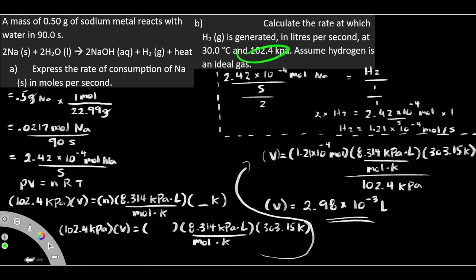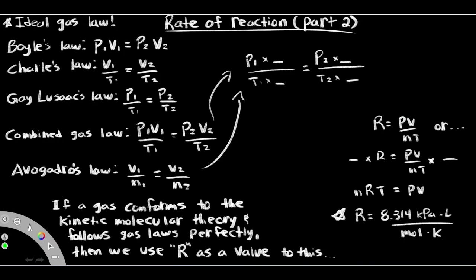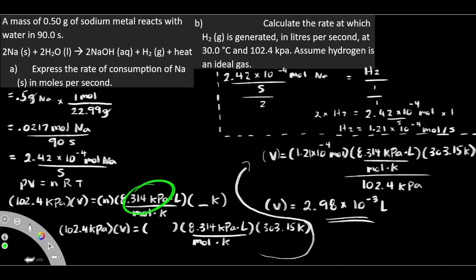I brought it down. So this one is over here. My volume, I have no idea what it is. I'm trying to look for it in liters per second. So that's what I'm trying to find. I'm going to leave it isolated. My n, I have no idea what it is because this is in moles of Na. I need to find my moles of H2. So I've done it over here. I figured that out. So eventually this needs to go here. For my R, this is constant from over here. It's just going to go in. So I'm just going to put that there.